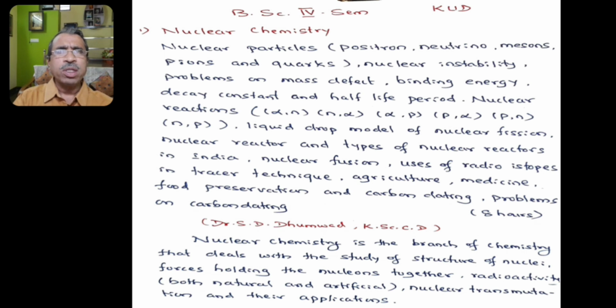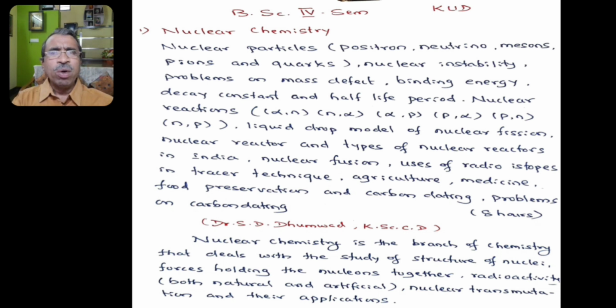You are going to study about the nuclear reactions like alpha N, N alpha, alpha P, P alpha, P N and N P reactions. The liquid drop model of nuclear fission, nuclear reactor and types of nuclear reactors in India. We are also going to study nuclear fusion, uses of radioisotopes in tracer technique, agriculture, medicine, food preservation and carbon dating, and also the problems on carbon dating, which carries 8 hours.